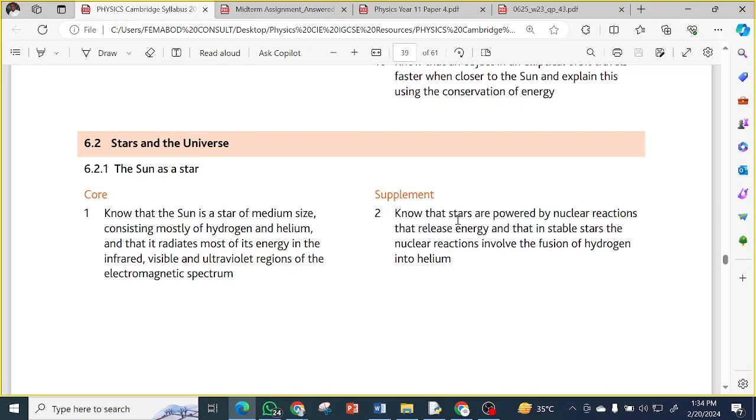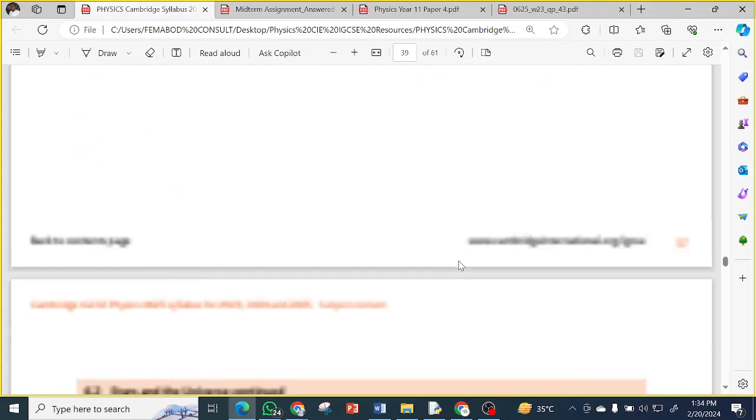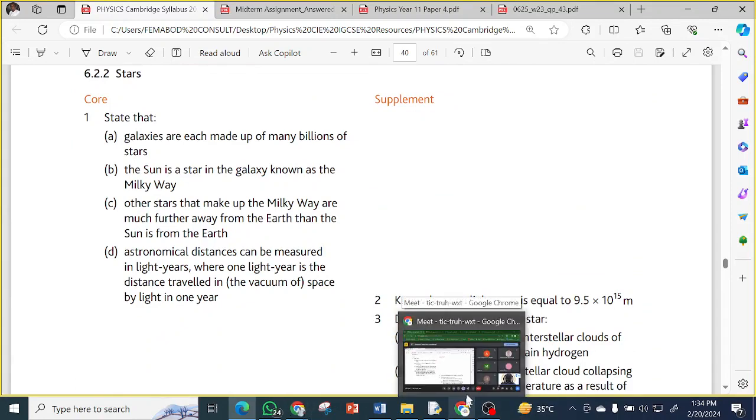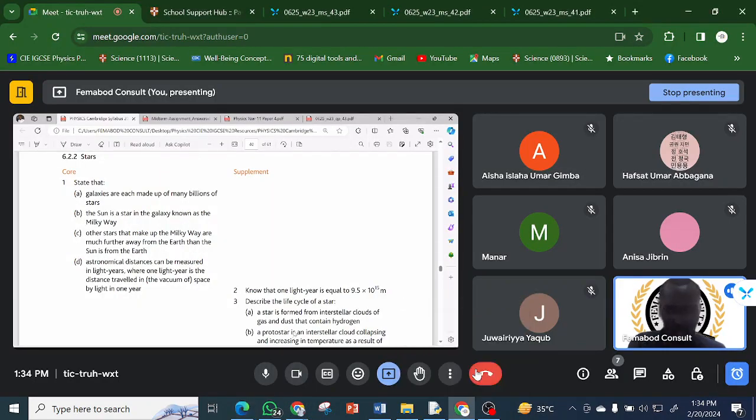Then we're also meant to know that stars are powered by nuclear reactions that release energy, and that in stable stars, the nuclear reaction involves the fusion of hydrogen into helium. So this is also an emphasis of some of the things that I've been mentioning. So we move forward. Just for me to know that we are all together, I want to call somebody to read the next one for us about the star. Who is available quickly to read for us?